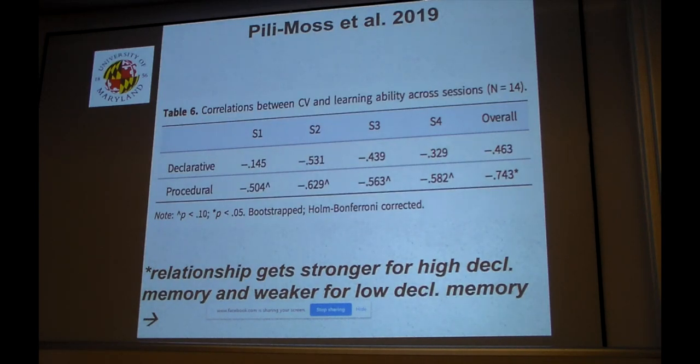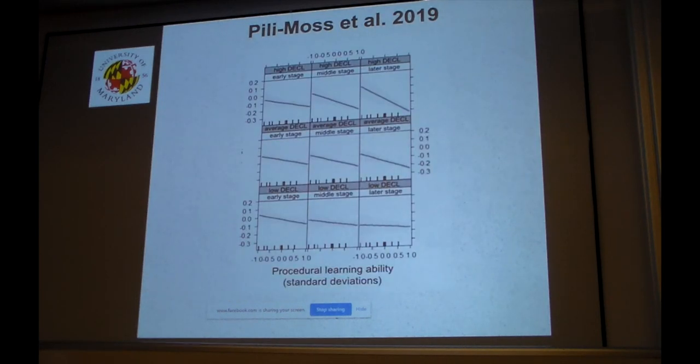Now, interestingly, you cannot see that in this table, but she looked at this in more detail, and the relationship between procedural memory ability and the outcome became stronger over time for people with high declarative abilities and weaker over time for people with low declarative abilities. This probably suggests that people with low declarative abilities didn't have enough solid knowledge to proceduralize, whereas the others were more and more proceduralizing that knowledge and using more and more their procedural skills. So yes, this is a graph illustrating that.